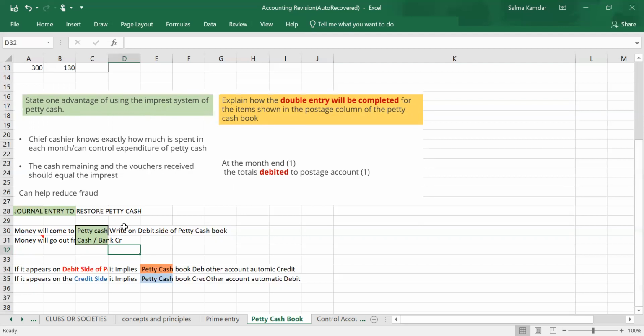If the question tells you that you have to make the petty cash book and cash book both, then when you're restoring the imprest, you will write it on the debit side of the petty cash book and the credit side of the cash book.